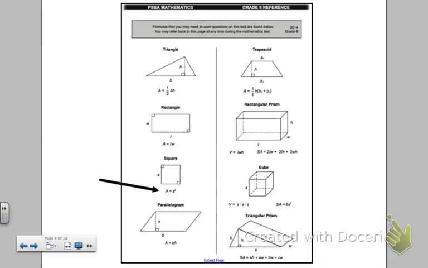Look back at your formula sheet. There's your formula for finding the area of a square. You can see it says area equals side squared. But again, feel free to write on there side times side if you would like, just to remind yourself of what that means.